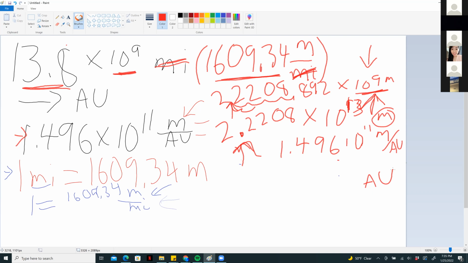So if you get 10 to the 13 divided by 10 to the 11, what do you get? That's just going to be 10 to the 2. And remember, your 10 to the 13 is 10 times 10 times 10, 13 times, right? And so if you divide that by 10 to the 11, 10 times 10 times 10, 11 times, you have 13 tens on top, 11 tens on bottom. You're left over with 10 to the 2. Okay, and then you would type it into your calculator, 2.2208 divided by 1.496.